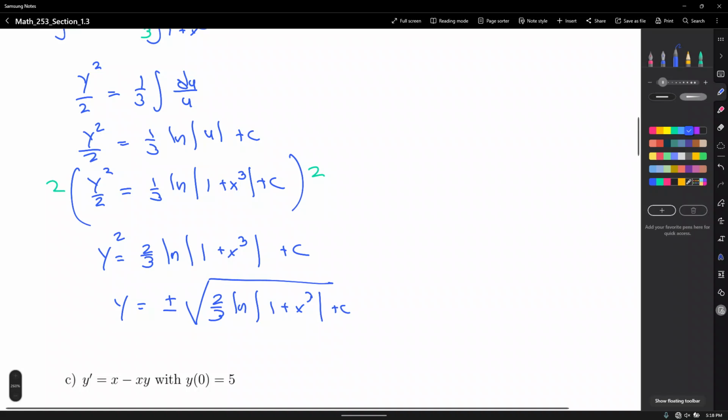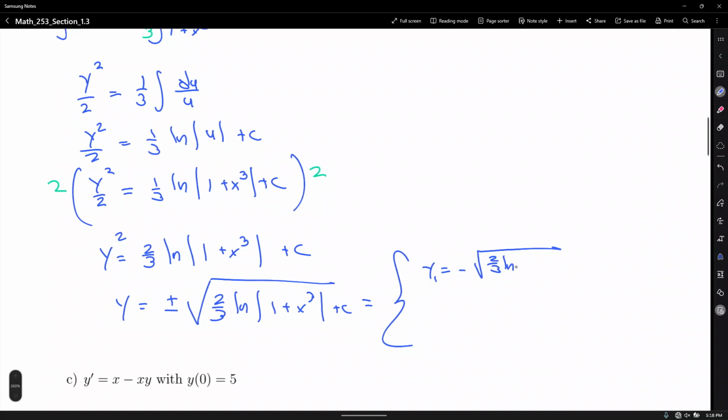Okay, that'll be the solution, all right? And well, that's technically not a function because we're getting two different outputs for the same input. However, I'm going to break this up into y1, if you will, equals negative square root of 2/3 ln of absolute value of 1 plus x cubed plus c, and y2 equals square root of 2/3 ln absolute value of 1 plus x cubed, all plus c. So what does each solution represent?